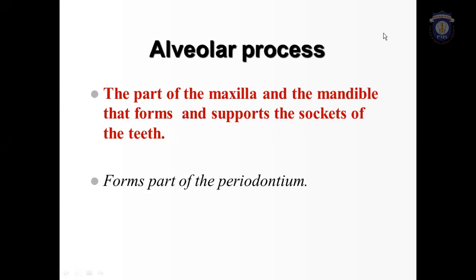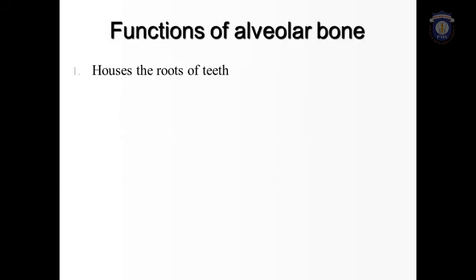Alveolar bone. The alveolar bone, or the alveolar process, is the part of the maxilla and the mandible that forms and supports the sockets of the teeth. This forms a part of the periodontium.